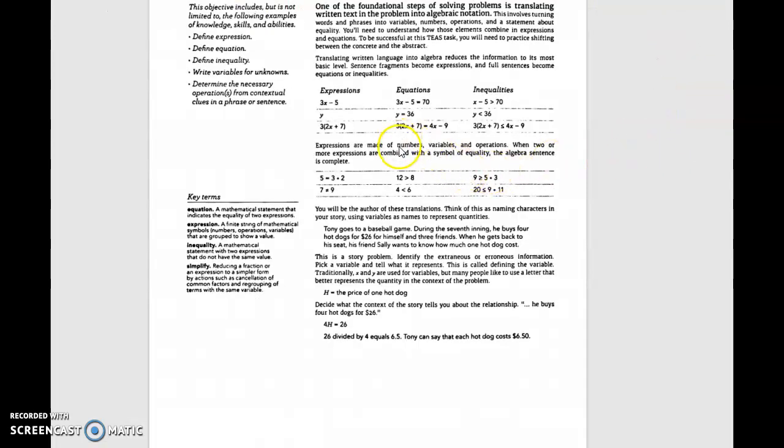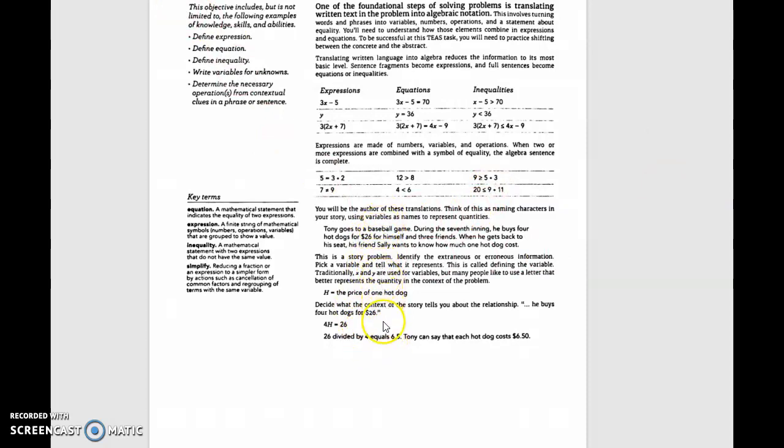We want to keep reading in this section to make sure we understand everything. Expressions are made of numbers, variables, and operations. Again, they don't have equal signs. When two or more expressions are combined with a symbol of equality or inequality, the algebra sentence is complete and you have either an equation or an inequality. These are both inequality statements. Now we need to look at an example of setting up either an equation or an inequality.